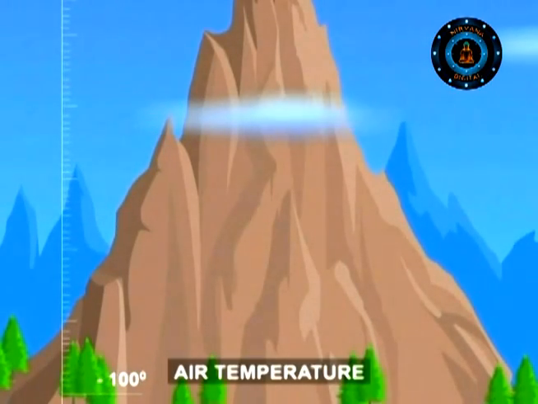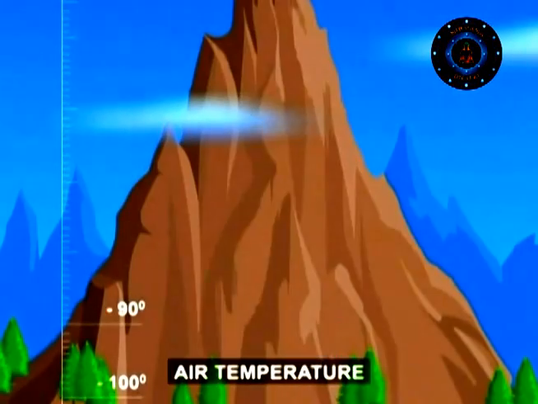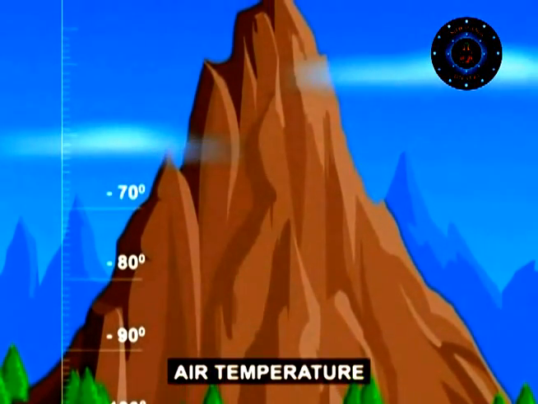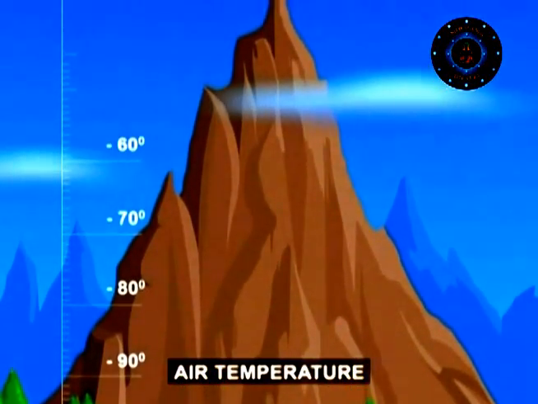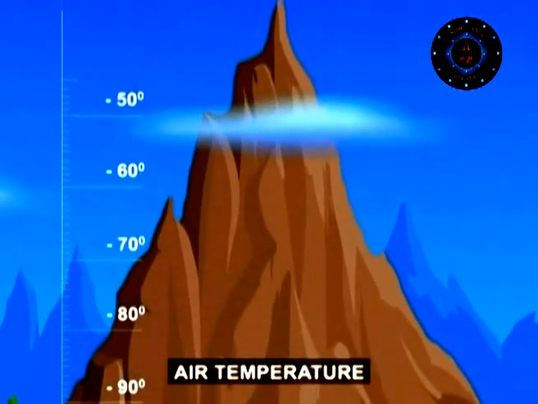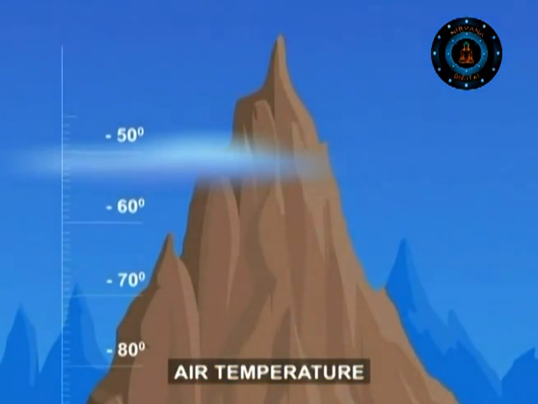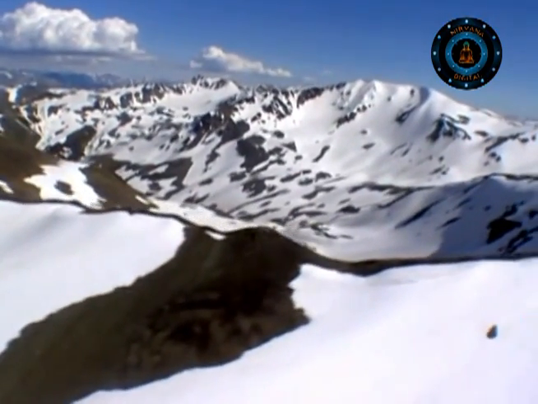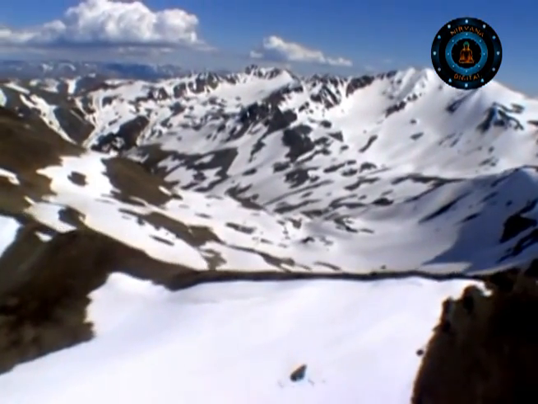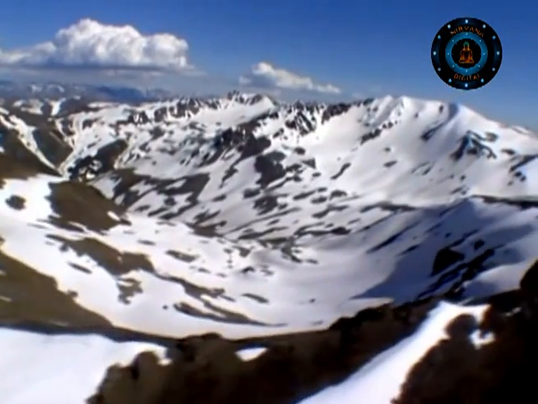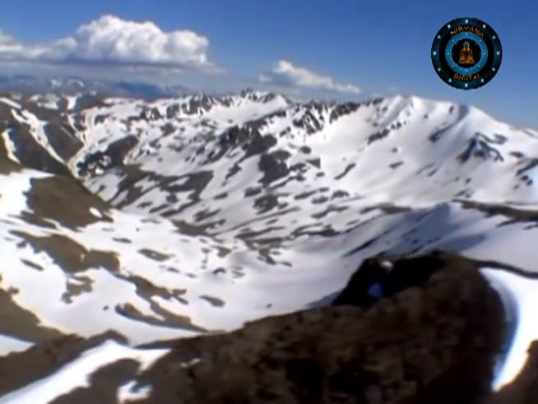As we move up the mountains, the air temperature starts to fall, and for every 110 meters climbed, there is a fall of 1 degree centigrade in the air temperature. As a result, the peaks of all highest mountains, even in the tropics, are permanently covered with snow and ice.